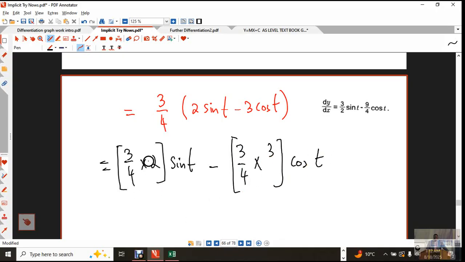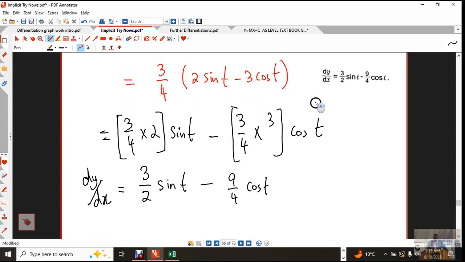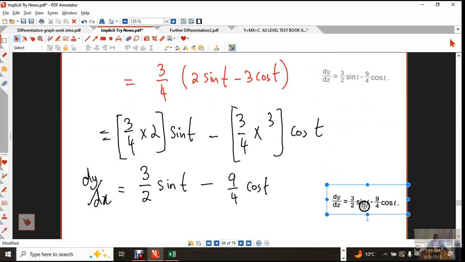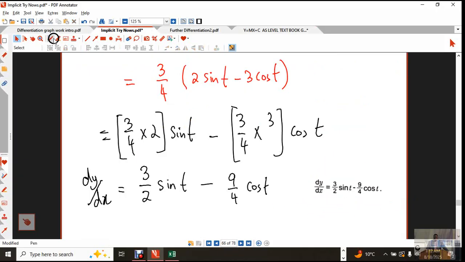Now let's see what we have. If you have this 2 over 1, 2 goes there. This is 3 over 4 times 2, which will give you nothing but 3 over 2. That is sine t. 3 times 3 is 9 over 4 cos t. This is our dy/dx, and it corresponds to what we needed to show. You agree? There we go.